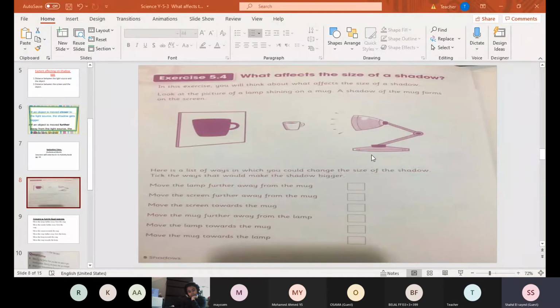Miss, the first one is wrong. If you move the lamp further away from the mug, it makes it smaller. Okay, so this is wrong. Okay, very good. Now the second one. Move the screen further away from the mug.